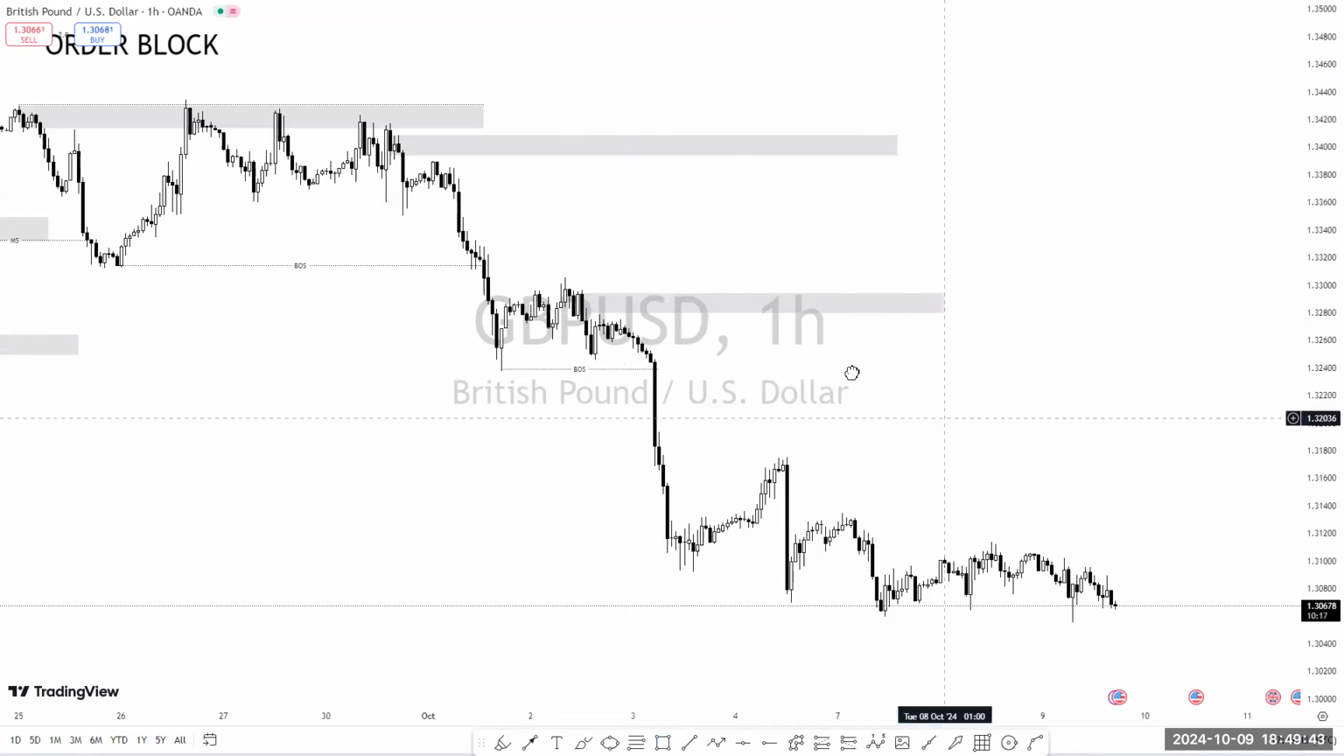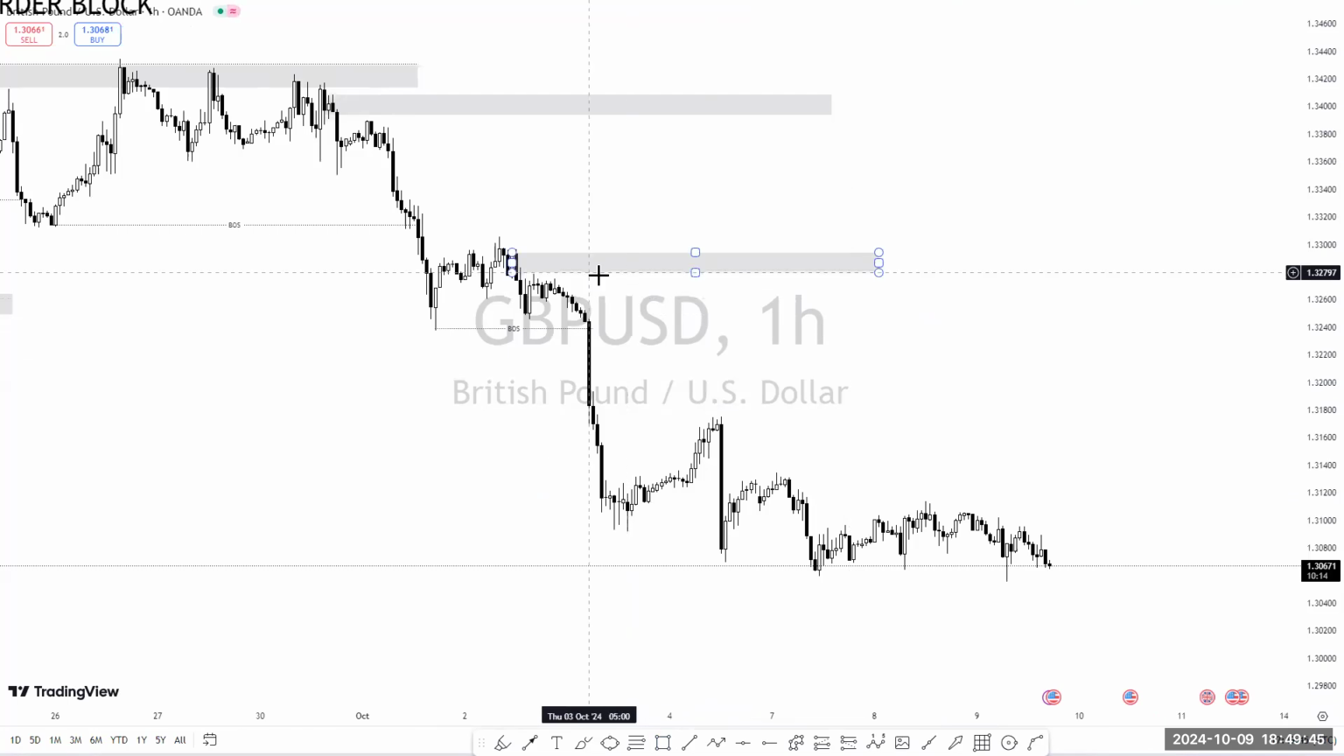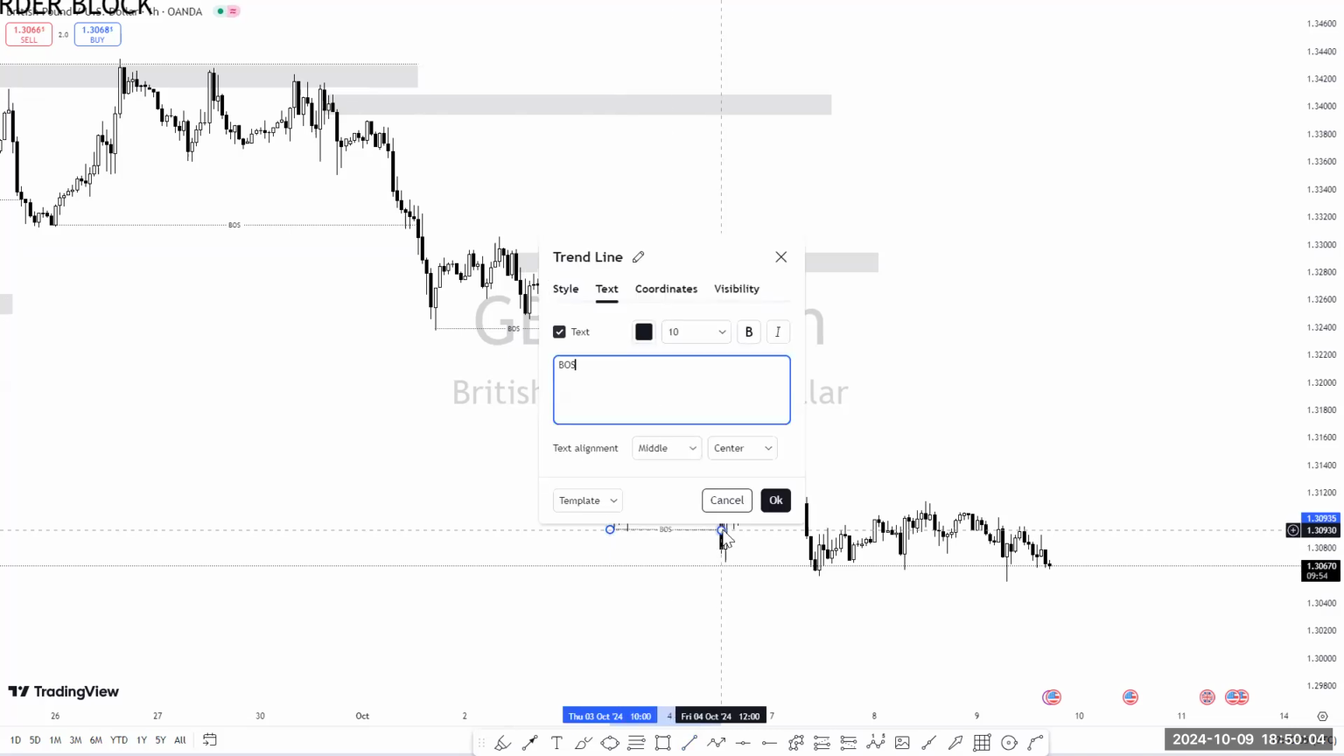So now we have a new break of structure below, right? We have higher high, higher low, sorry, lower high and lower low. So now we have a lower low and a new lower high. So now we have a new break of structure. Here is a new break of structure.